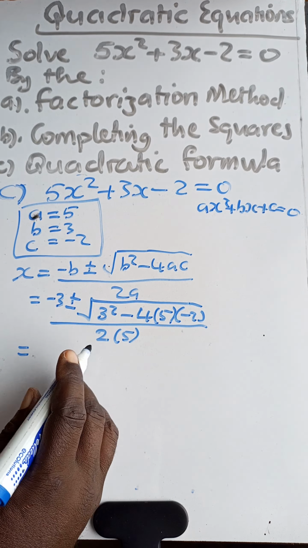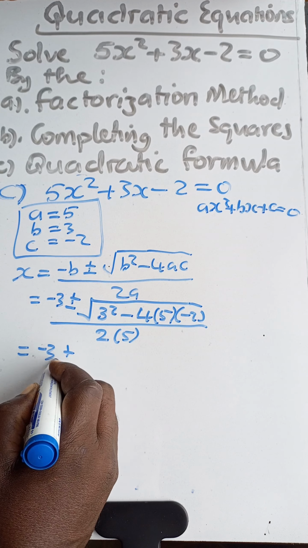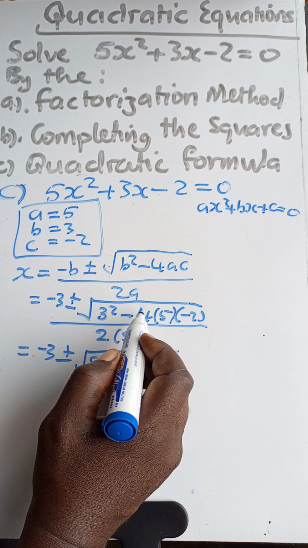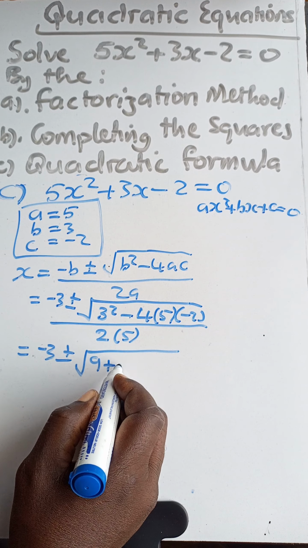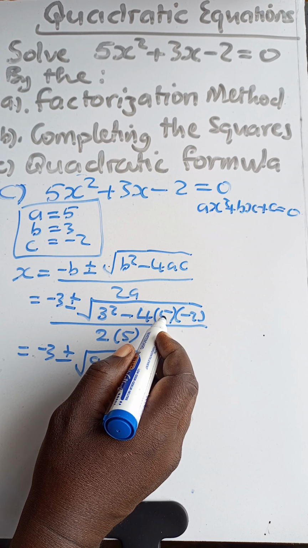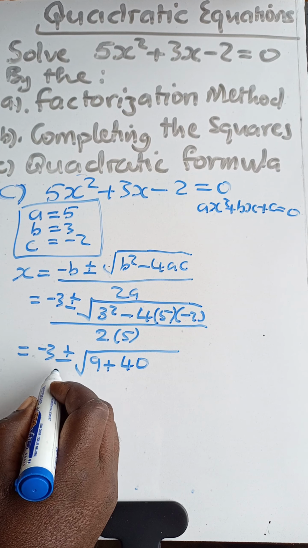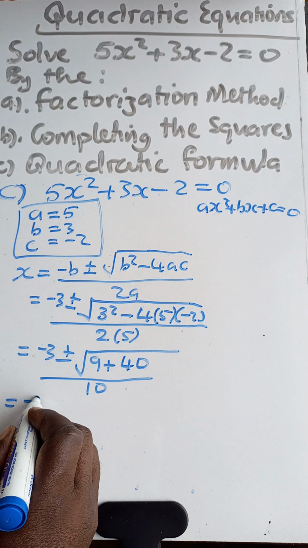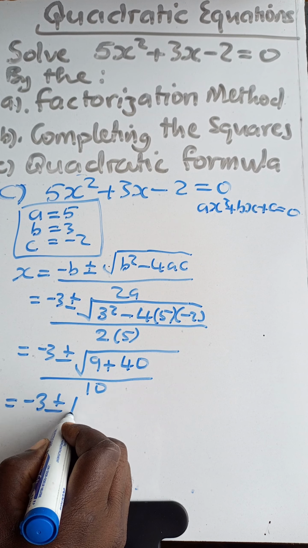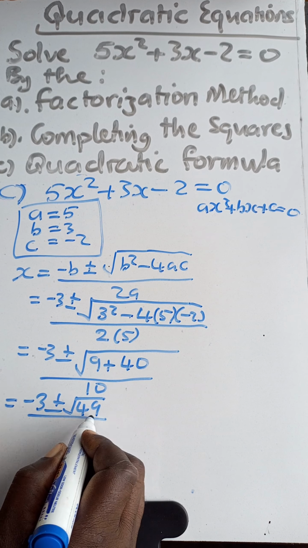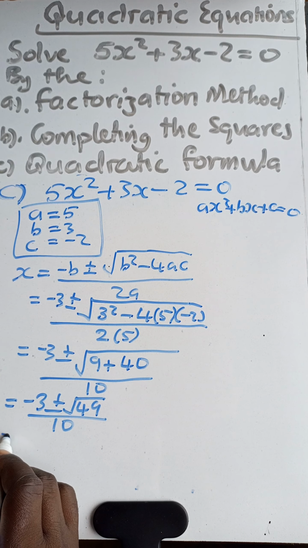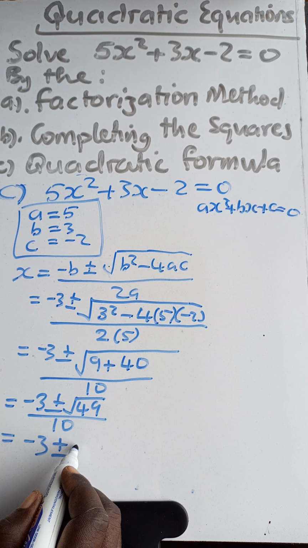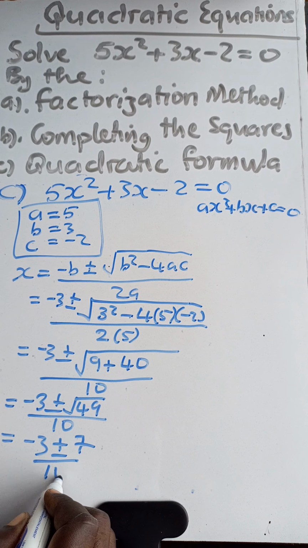So that gives us negative 3 plus or minus the square root of 9 minus the negative, which becomes positive. So say plus 4 times 5 is 20, 20 times 2, 40, all over 2 times 5, 10. So that gives us negative 3 plus or minus the square root of 49 all over 10. All right, negative 3 plus or minus 7 all over 10.